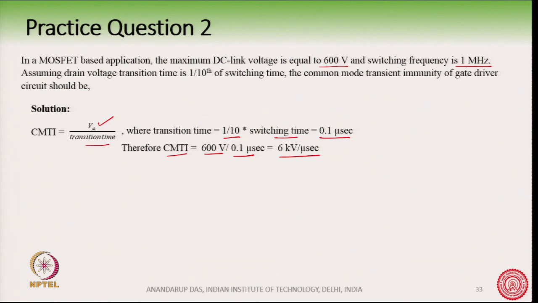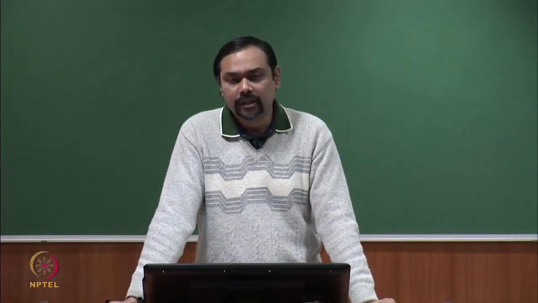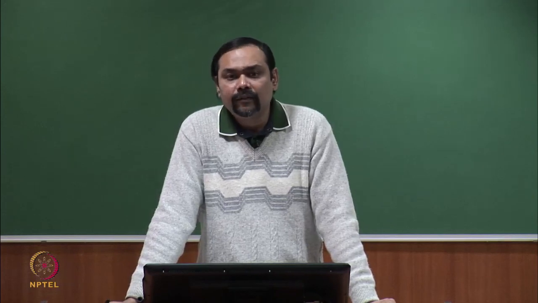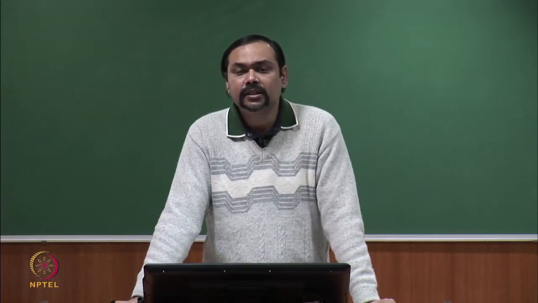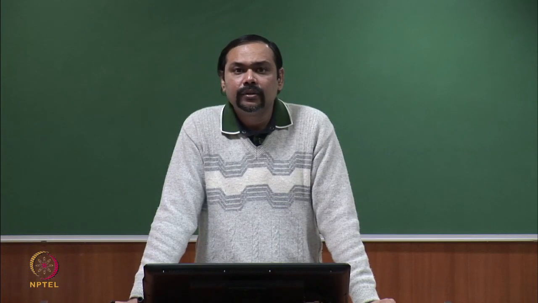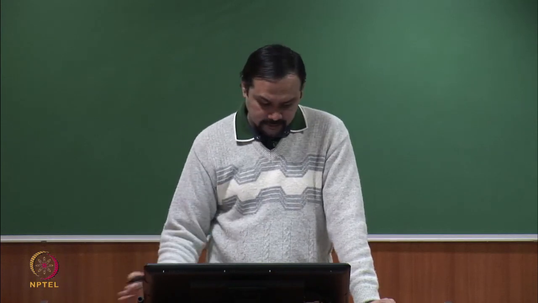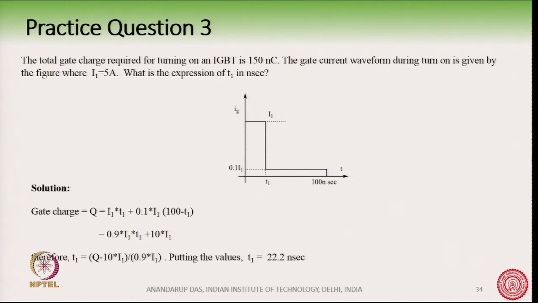Because this dV is happening at the drain, voltage is falling by 600 volt and the transition time is only 0.1 microsecond. So, you have to have a gate driver which can sustain this amount of dV by dt. So, it is 6 kV per microsecond. Now, you have another question.